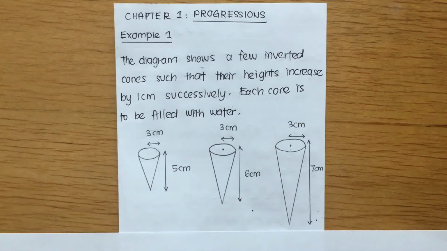Now I'll be discussing Form 5 Additional Mathematics Chapter 1 Progressions Long Question Example 1.